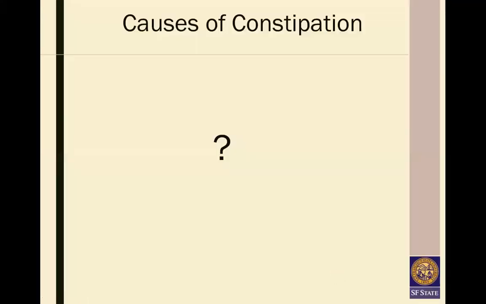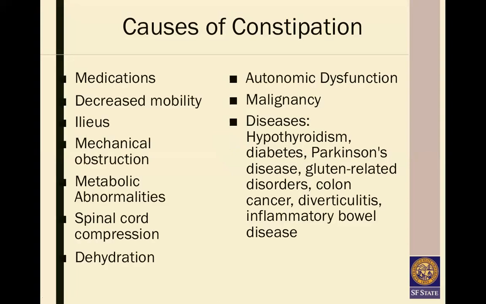Let's look at causes of constipation. You probably already know that opioids are a huge cause of constipation. Medications basically stop the peristalsis from happening, so the wave-like motions don't allow the stool to go through the large intestines and out the rectum. Decreased mobility can do that too. Moving and exercising helps with the peristalsis.